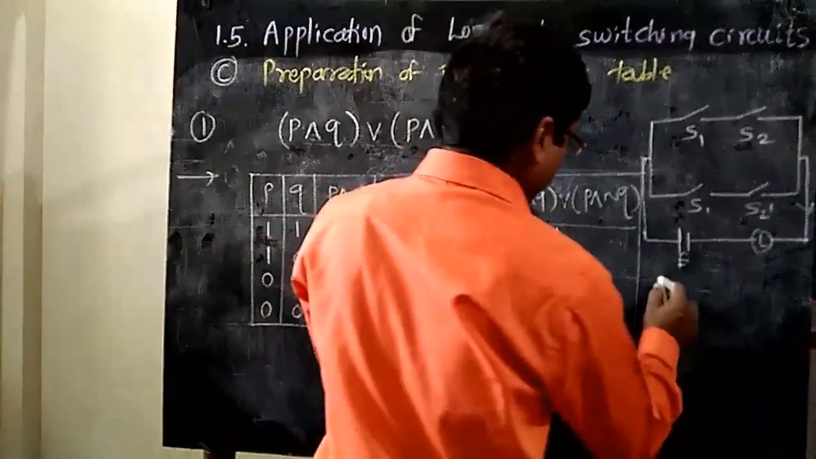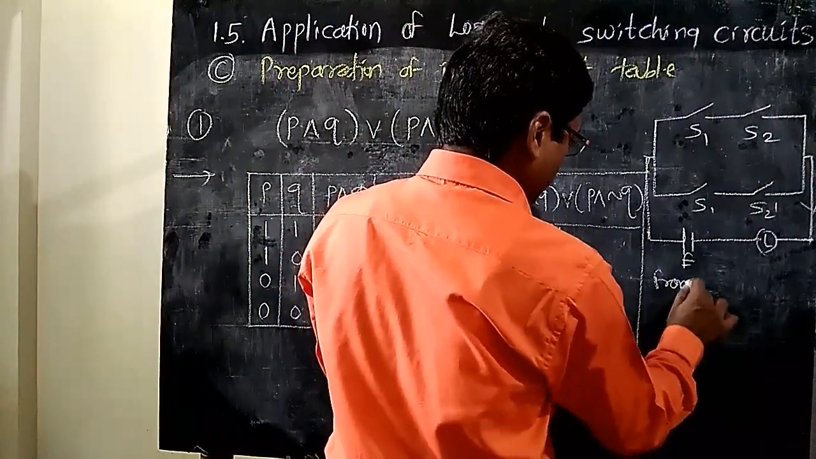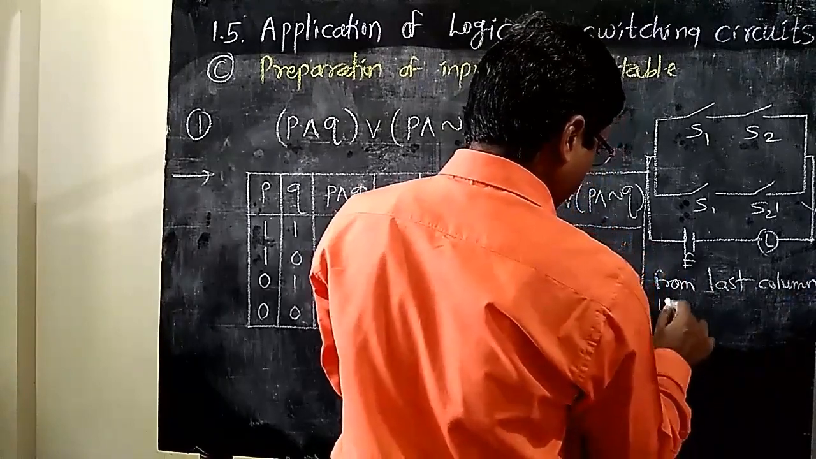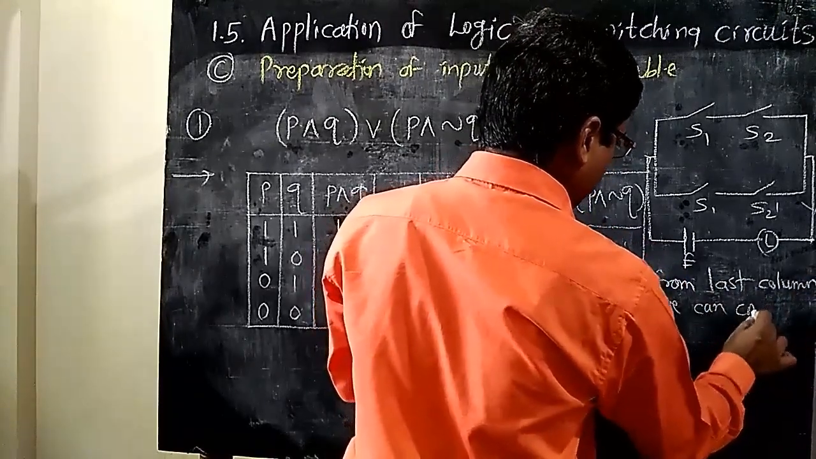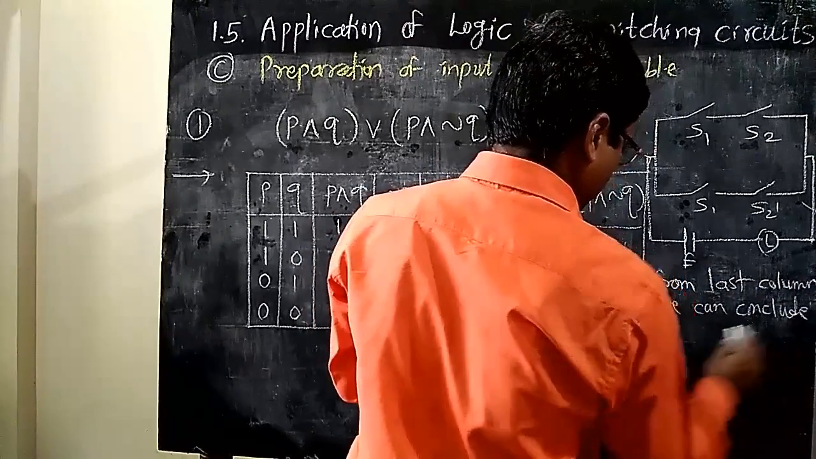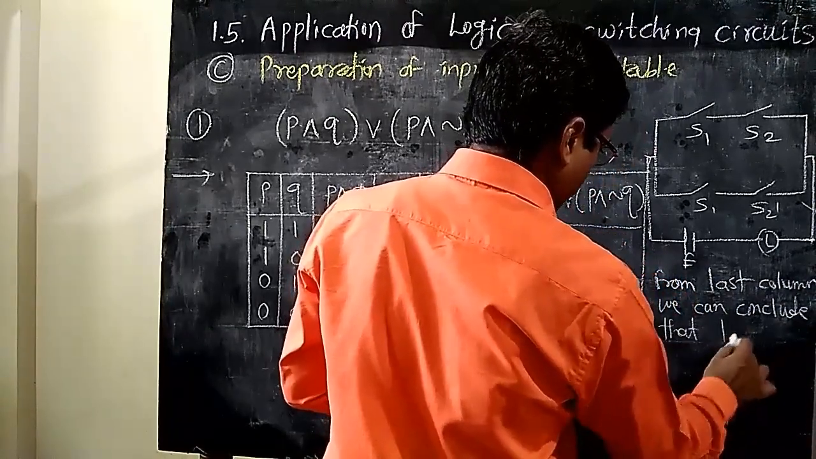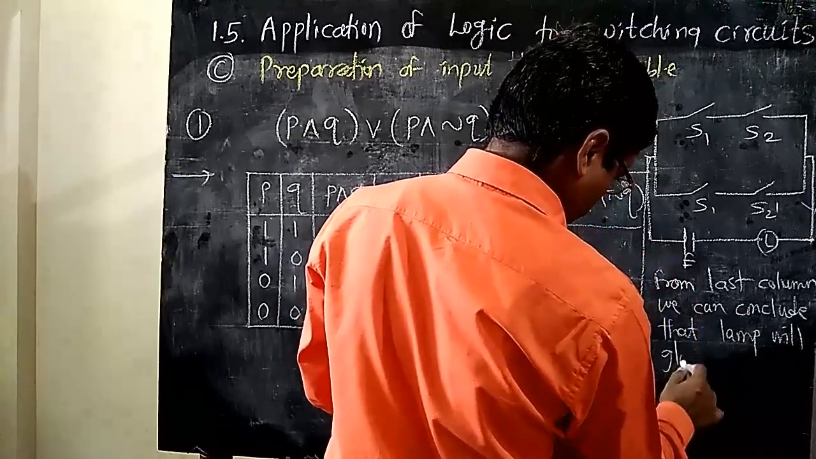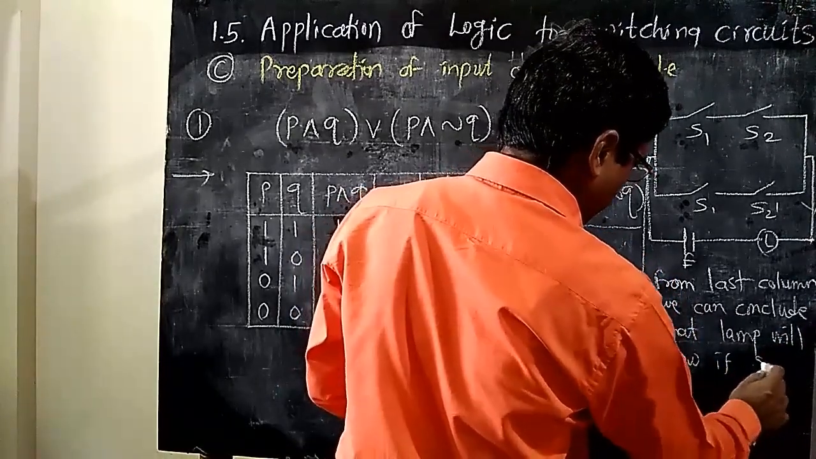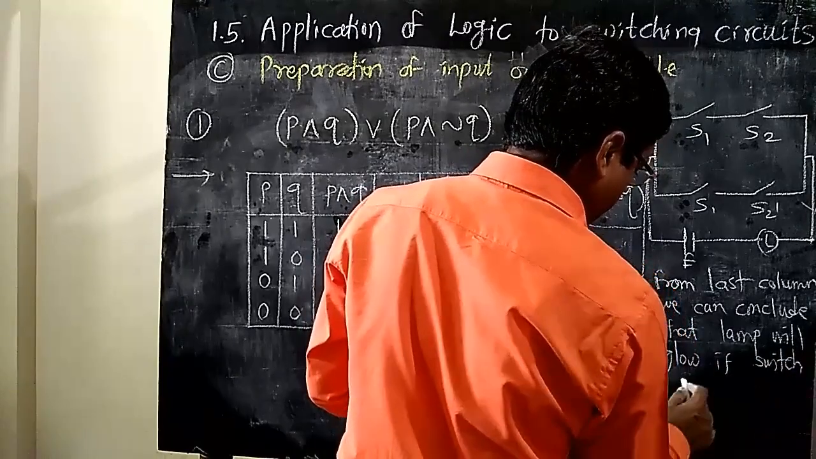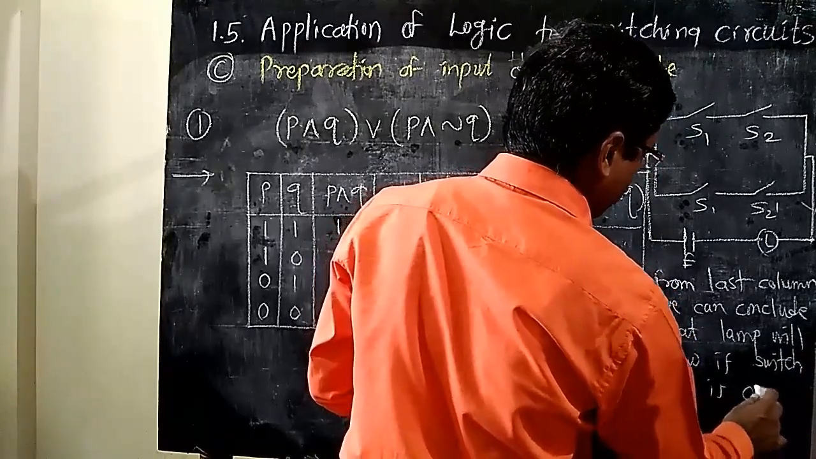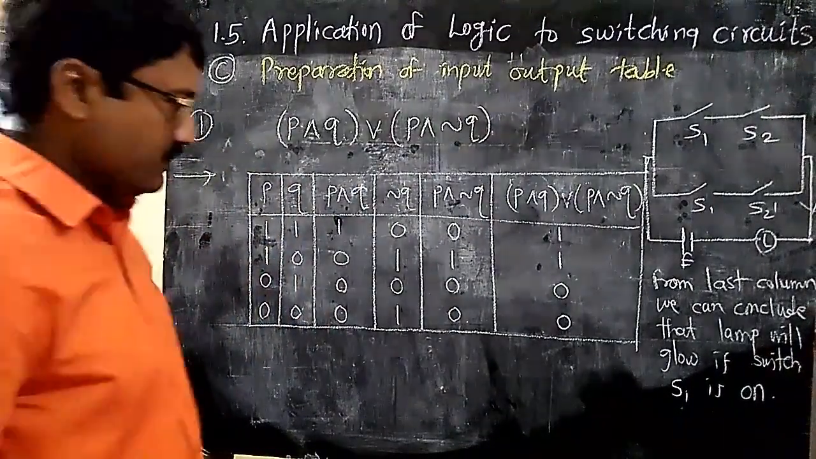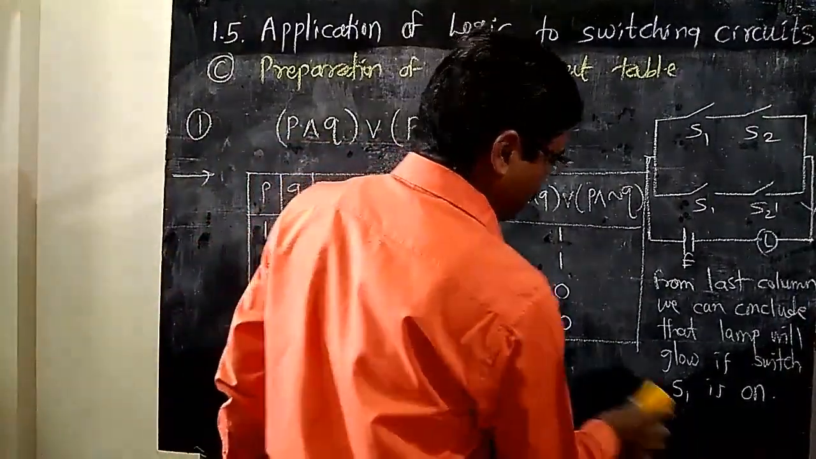So from the last column we can conclude that the lamp will glow if switch S1 is on. If switch S1 is on, then the lamp will glow. Okay.